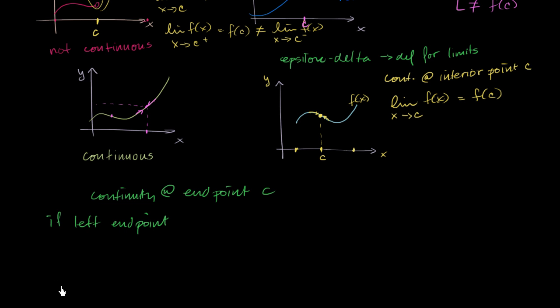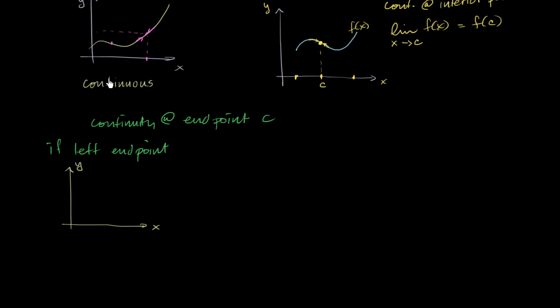If left endpoint, so what am I talking about? A left endpoint. Let me draw my axes, x-axis, y-axis. And let me draw my interval. So let's say this is the left endpoint of my interval. This is the right endpoint of my interval. And let me draw the function over that interval. Looks something like this. So when we talk about a left endpoint, we're talking about our c being right over here. It is the left endpoint.